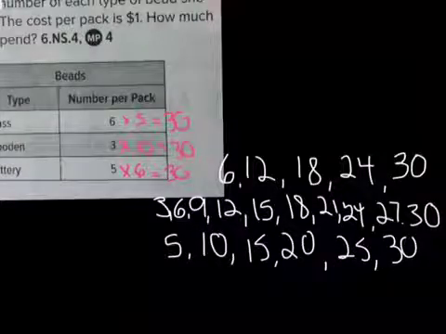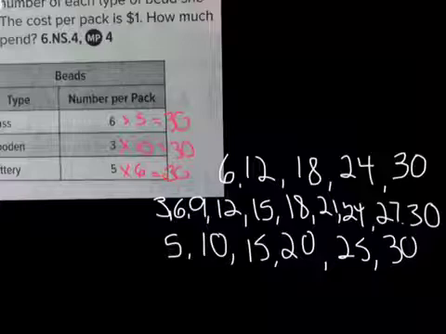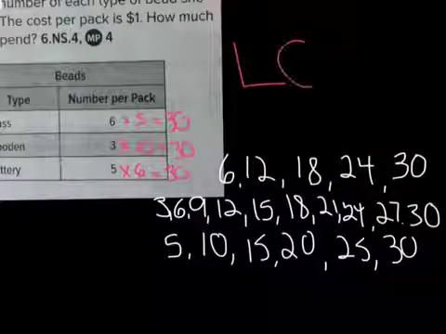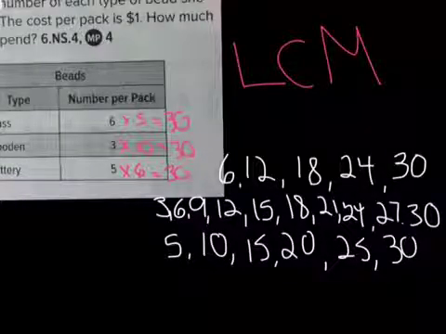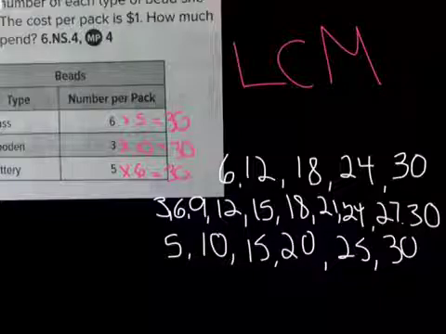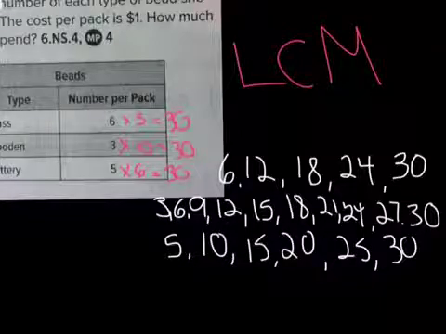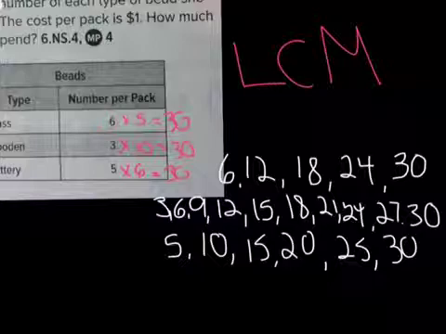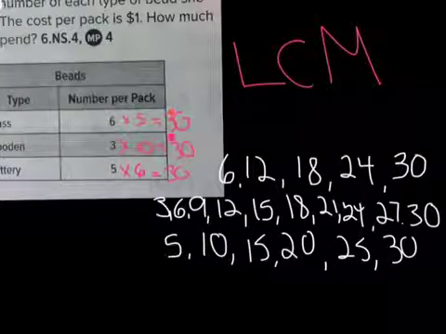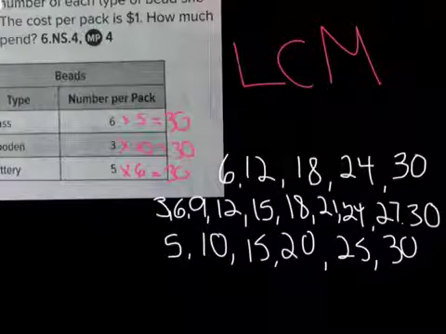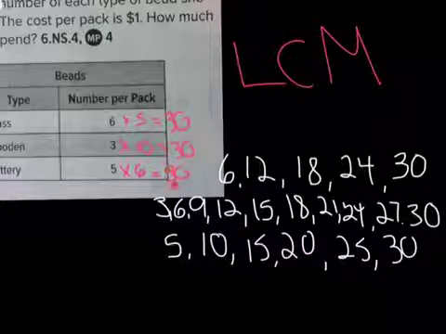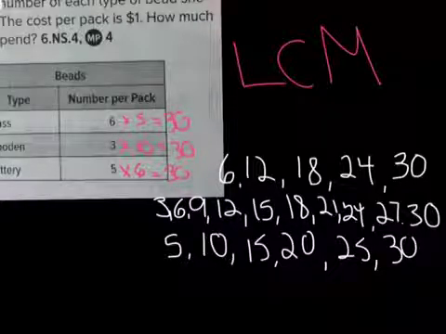As you can see, boys and girls, when you're looking for the least common multiple, you have to look at the multiplication table to see that you get 30 for all of these numbers. So you look at the multiplication table of 6, of 3, and 5 and see which is the lowest number that they all have in common in their multiplication table.